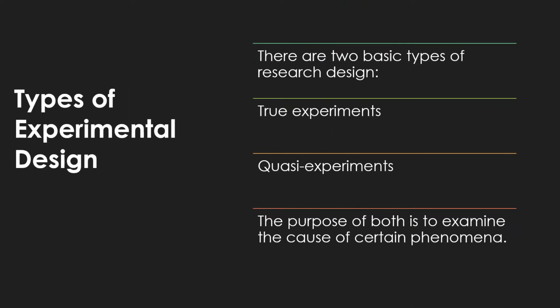Types of experimental designs. There are two basic types of research designs that we will be covering: true experiments and quasi-experiments. The purpose of both is to examine the cause of certain phenomena. It is important to know the difference between the two, as people tend to confuse them.